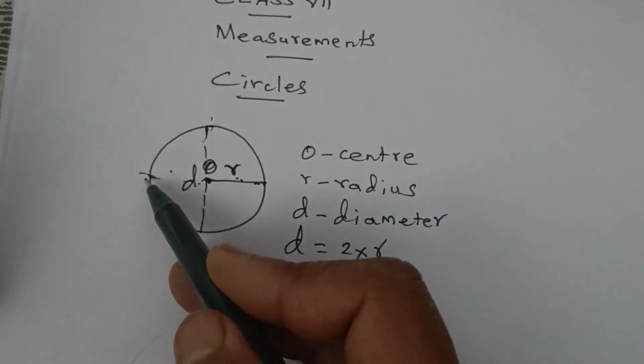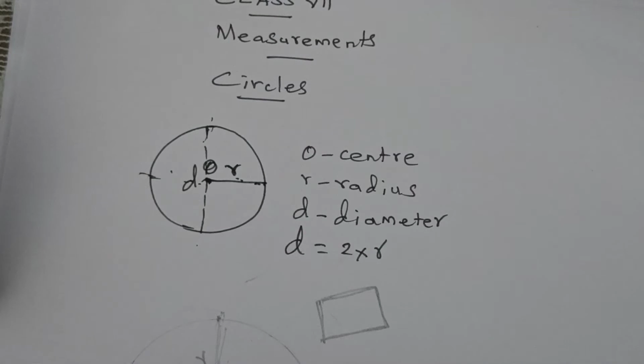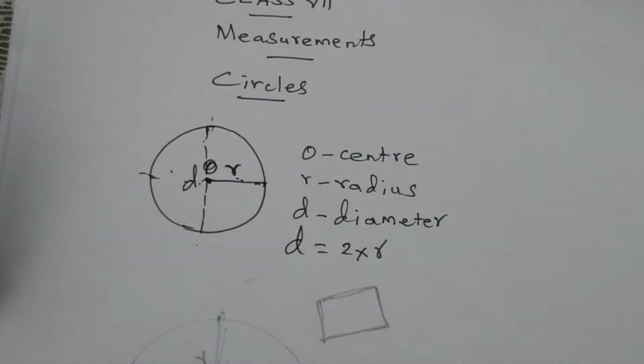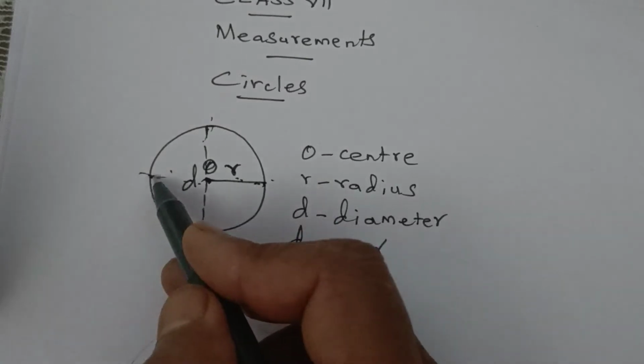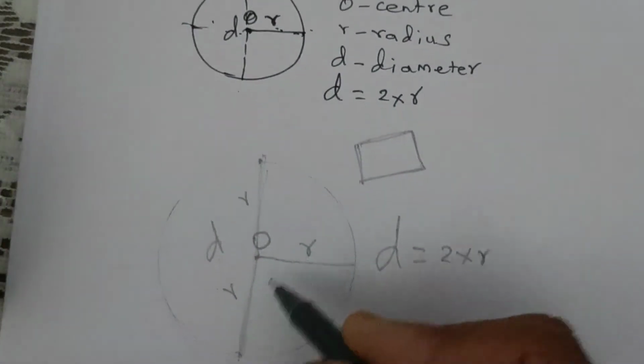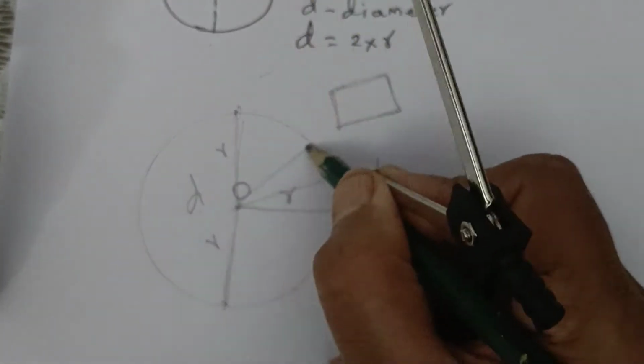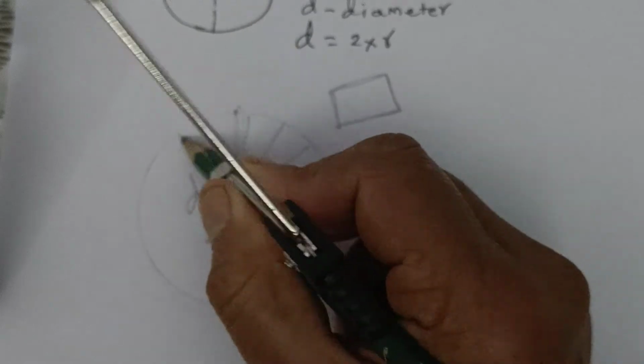So diameter is longer than the radius. Please don't get confused. Radius is half of diameter. We can draw as many diameters as you like. So if you take a circle, we can draw countless number of radii and countless number of diameters. You can draw any number of radii.